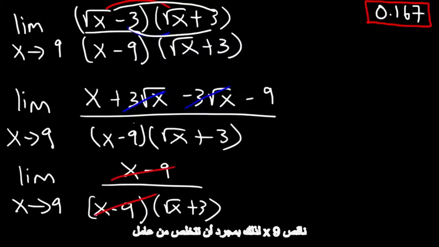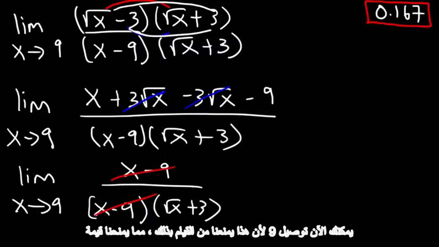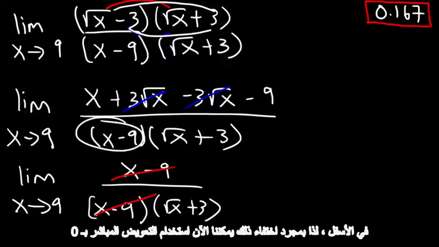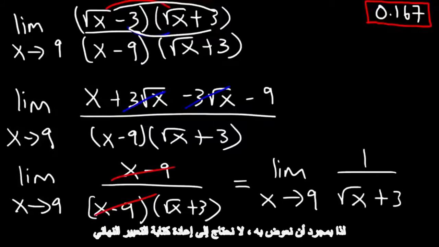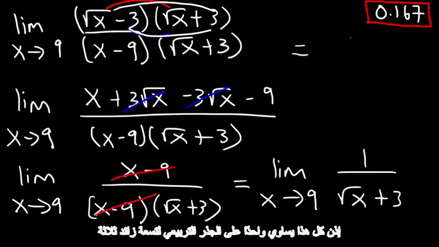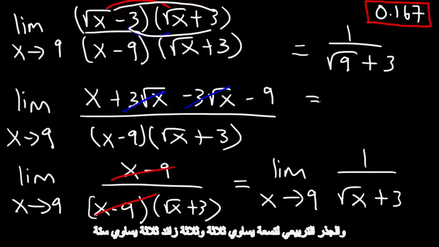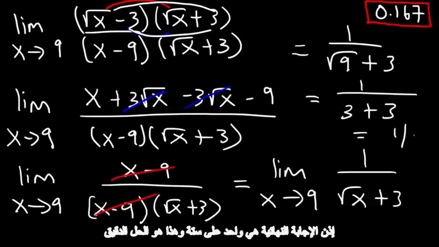So once you get rid of this x minus 9 factor, you can now plug in 9, because this factor prevents us from doing so. It will give us a 0 in the bottom. So once that's gone, now we can use direct substitution with the exact value. So once we plug it in, we don't need to rewrite the limit expression. So all of this is equal to 1 over the square root of 9 plus 3. And the square root of 9 is 3. And 3 plus 3 is 6. So the final answer is 1 over 6.